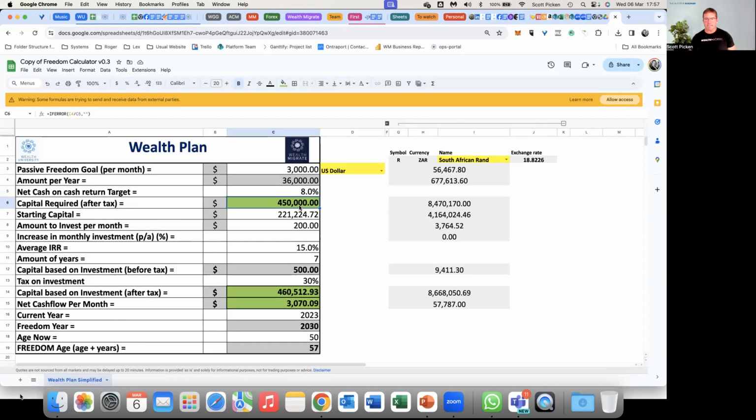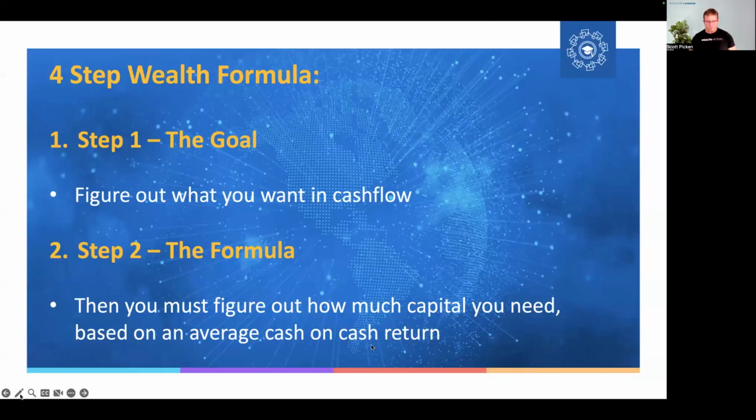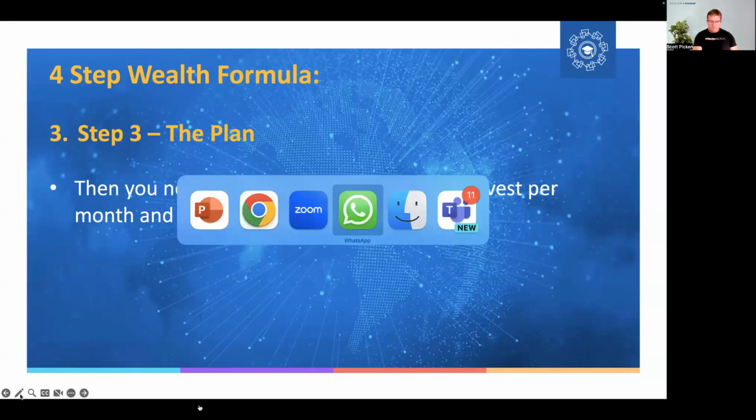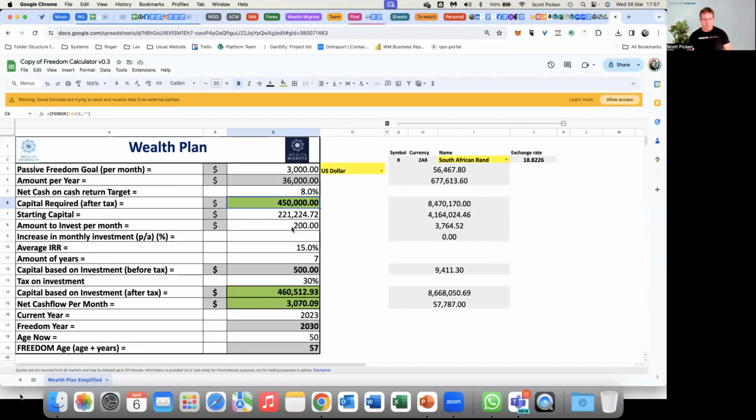Now, before you get scared, don't worry. I'm going to show you how to do this. So that's the second step. The third step is now you do the plan. Then you need to figure out how much you must invest per month and for how long to achieve the goal. So this is where the calculator is fun, because you go in and you put in your starting capital.